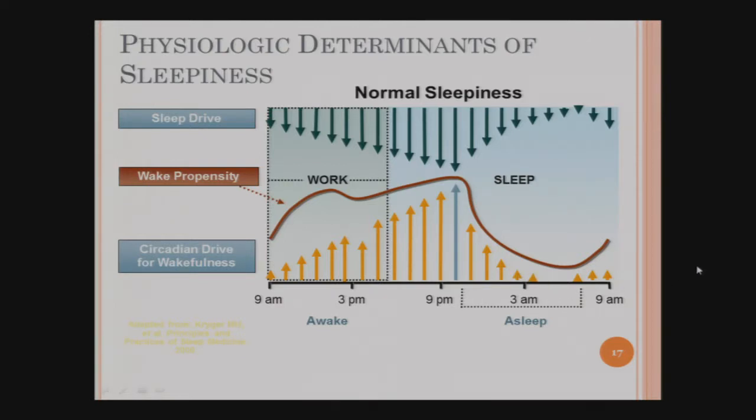But you'll notice if you do night shifts, the first few nights are when you feel the worst, right? When you're on your night float, it's between the hours of 3 and 6 a.m. That's because of your circadian drive. So between the sleep drive and the circadian drive for wakefulness, that's what's going to determine how awake you feel.